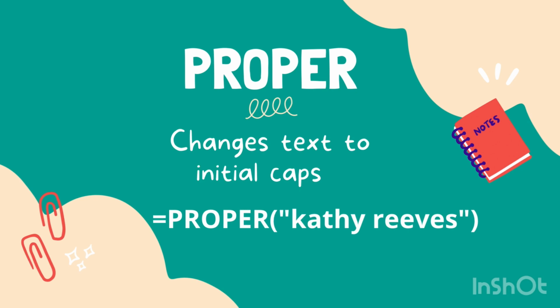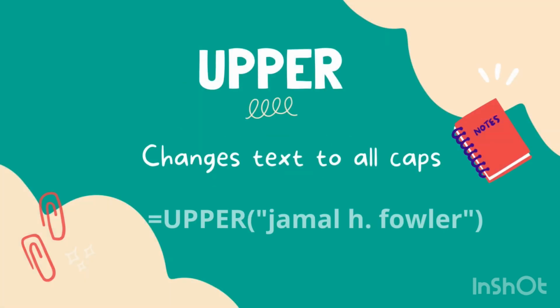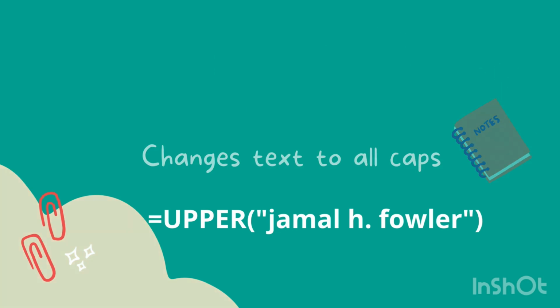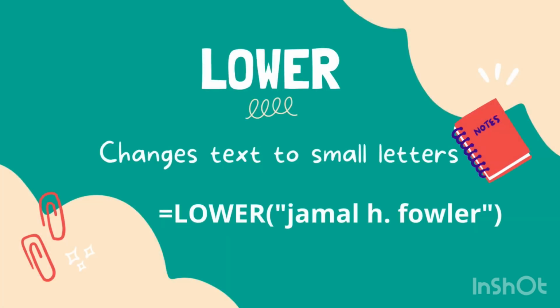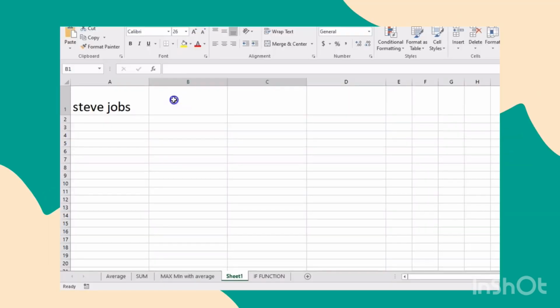The proper function changes text to initial caps. The syntax is equal sign, proper, and then the cell range. The upper function changes text to all caps: equal sign, upper, and the cell range. The lower function changes text to small letters: equal sign, lower, and the cell reference. Let's take a look at this example.